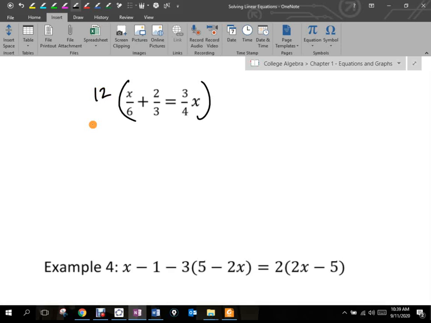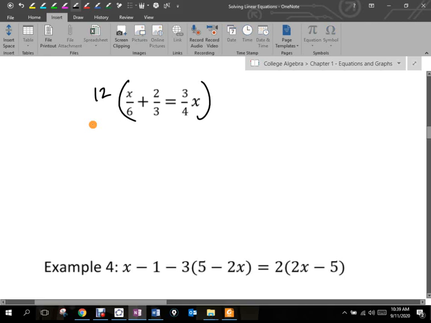But the nasty part of that is that there's going to be cancellations happening a lot, and you get things confused. And the number one error people make there is that they multiply the x over 6 by 12, they multiply the 2 over 3 times 12, and then they write equals 3/4 x. They forget to distribute to both sides, right? So what I always do, and it eliminates that error, and it also eliminates errors made by canceling, is I'll just put a 12 with that first one, a 12 with the second one, and a 12 with the third one. Okay?